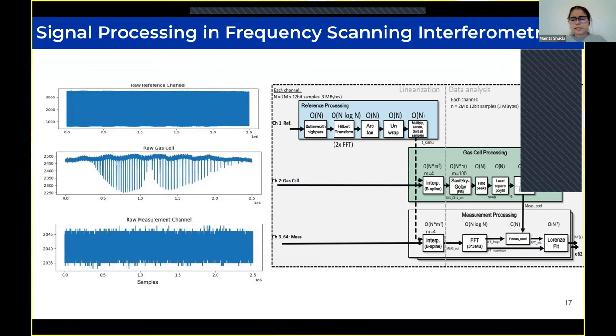It is approximately 2.5 million data points. And this is the raw gas cell signal, which is obtained after passing the laser through the HCN gas cell, and it is mostly the spectrum of hydrogen cyanide gas.